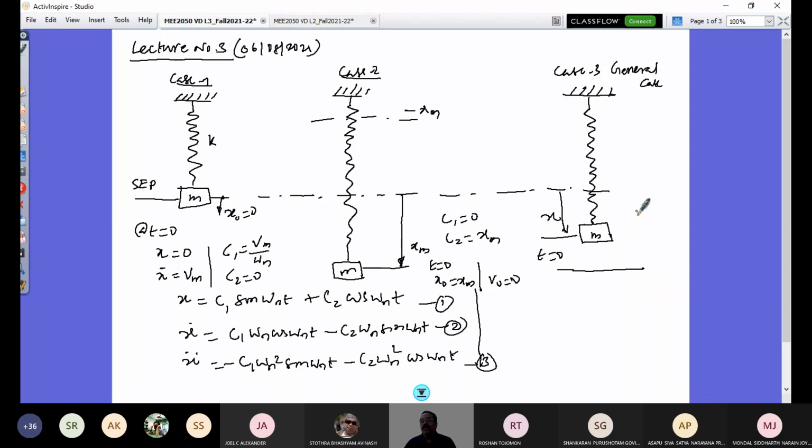So here, what is the condition? At t equal to 0, I have x equal to some x naught. So this is at x, that's going to be x naught, not xm. And I will also have v equals v naught.